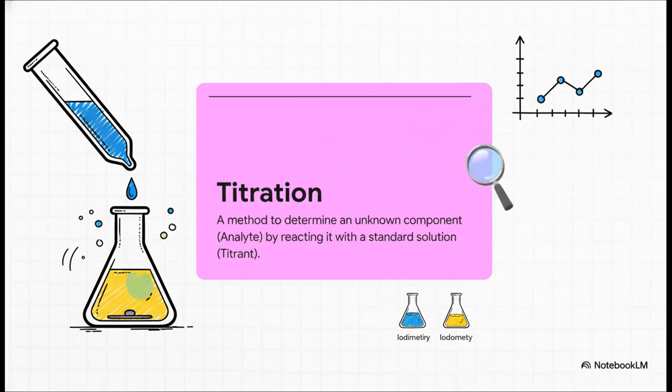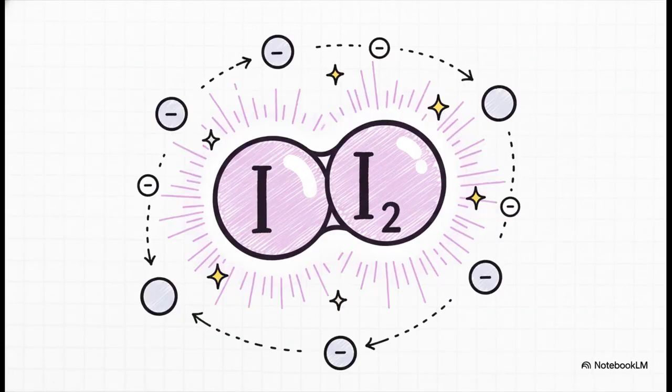At its heart, titration is basically a super controlled chemical reaction. So imagine you've got a flask with your mystery substance. In chemistry speak, you call that the analyte. Then you very carefully, drop by drop, add a solution where you know the concentration perfectly. That's your titrant. By keeping track of exactly how much titrant you needed to finish the reaction, you can calculate the amount of your mystery analyte. Pretty neat.